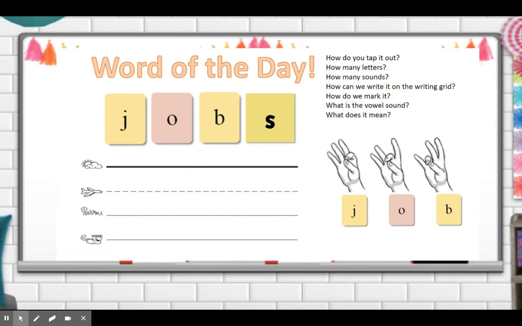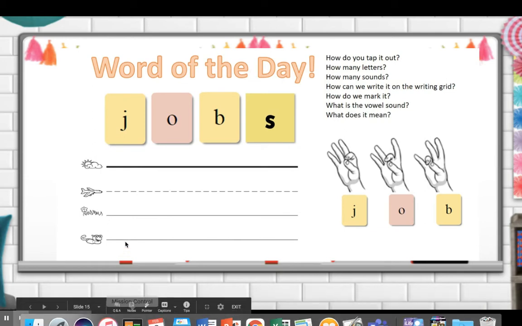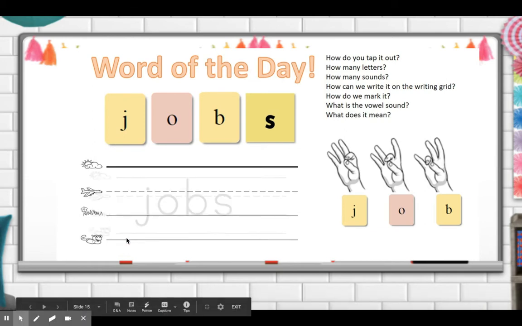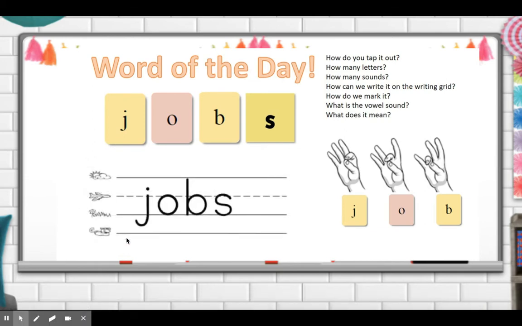So please take your dry erase boards, write the word jobs. Does your word look like mine? Notice jobs starts at the plain line, goes down towards the worm line. The O is a plain line letter. Our B is tall to the skyline. And our S is in the plain line.